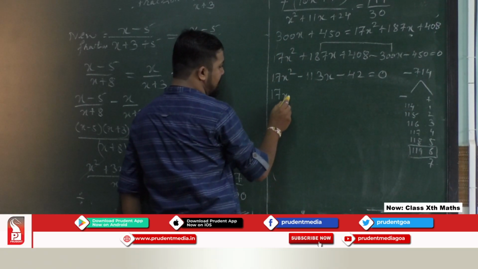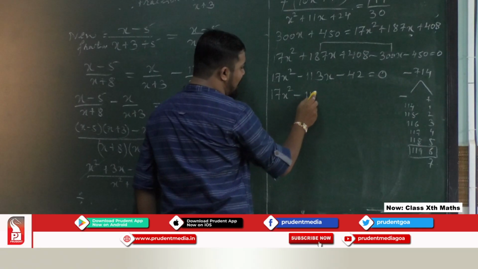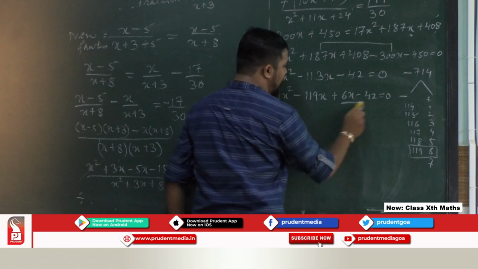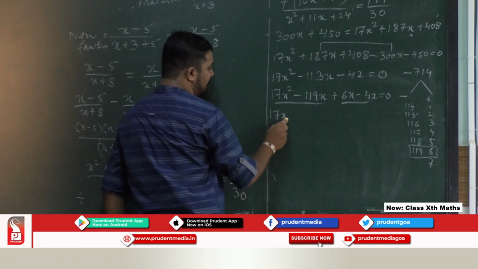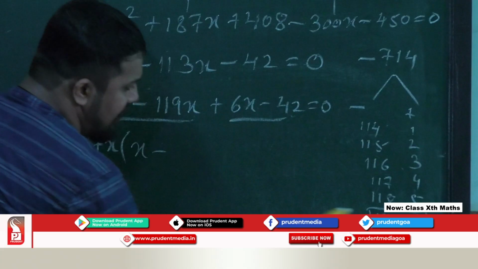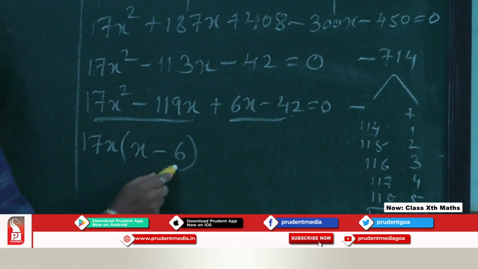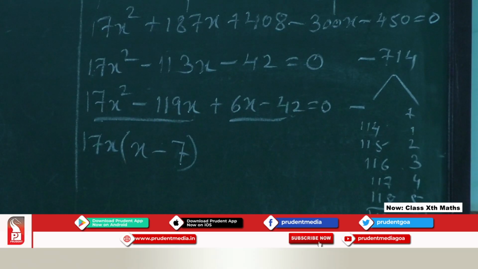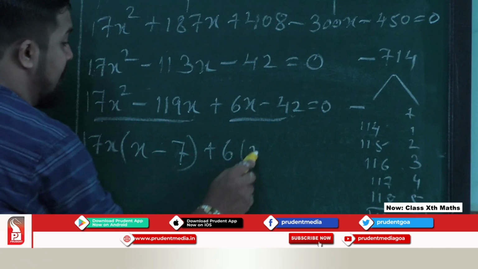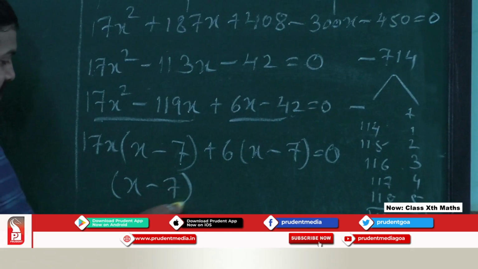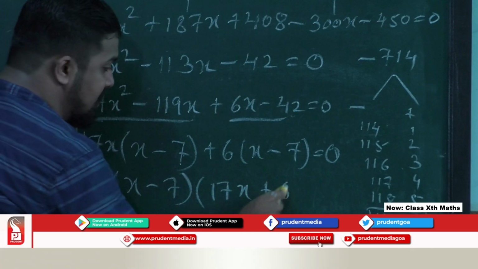So 17x square minus 119x plus 6x minus 42. So find the common. 17 common, x common. x, just now we found out it is 9, that is 17 6 are, sorry, 7 7s are. So 17 7s are 119. Find the common here, 6, 6 7s are 42. So x minus 7, 17x plus 6.